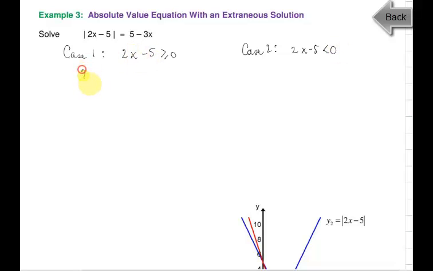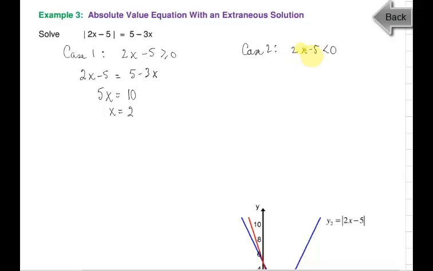Okay, so let's start with case 1. We want to take 2x minus 5 and make it equal to 5 minus 3x, and solve for x. I'm going to bring my negative 3x over to the left. It becomes positive. 2x plus 3x is 5x. I'm going to bring the negative 5 over to the right. It becomes positive, and 5 plus 5 is 10. Divide both sides by 5. We get that x equals 2.